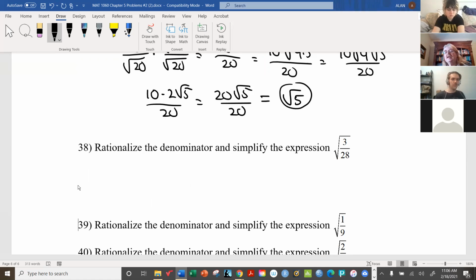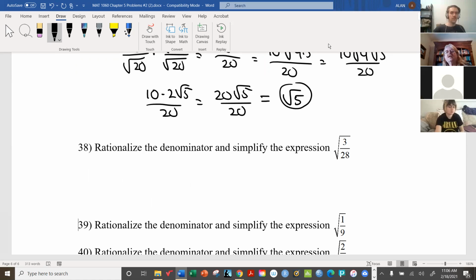Now these are different now. Here we're not rationalized. Well, we are and we aren't. But first we have to take one more step in order to rationalize.